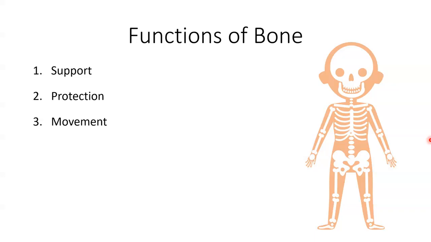Thirdly, the attachment of skeletal muscle to bone is what allows us to move. So when a muscle contracts, it will shorten and it pulls on one or more bones to produce a movement at that joint. So we need our bones for our muscles to actually function.